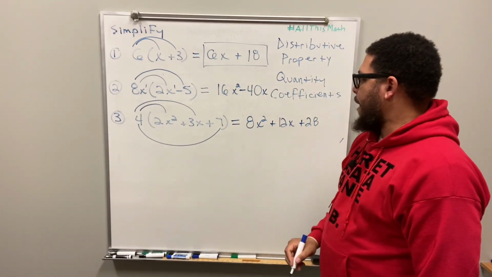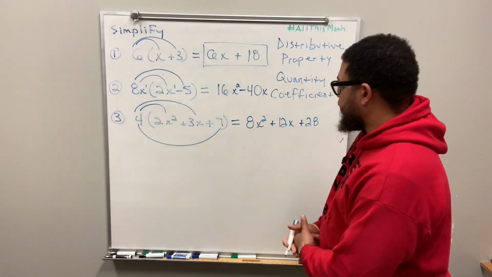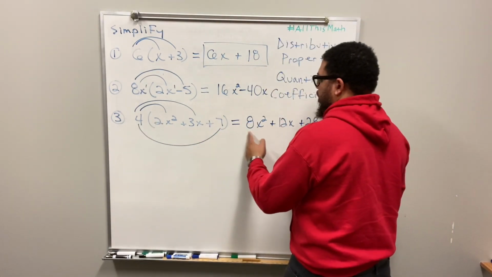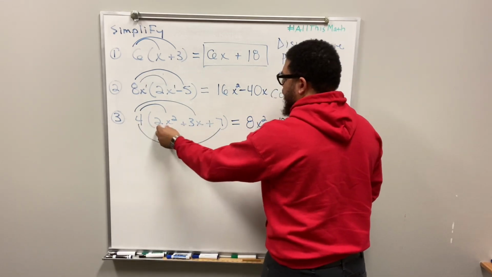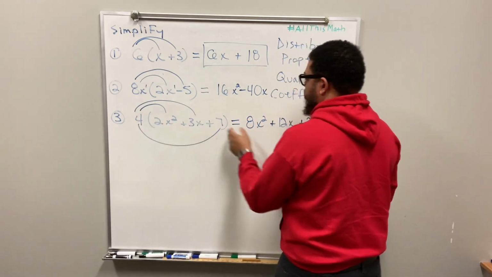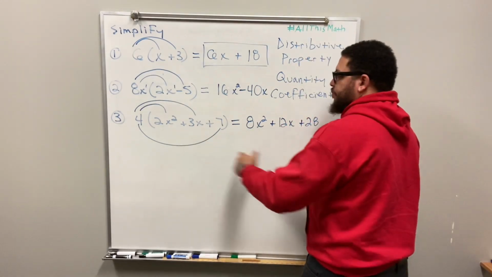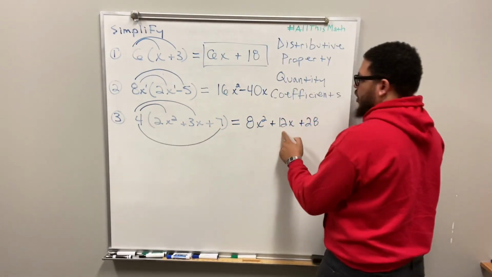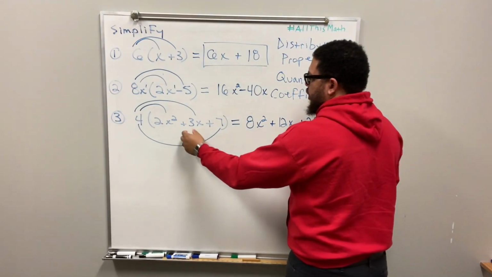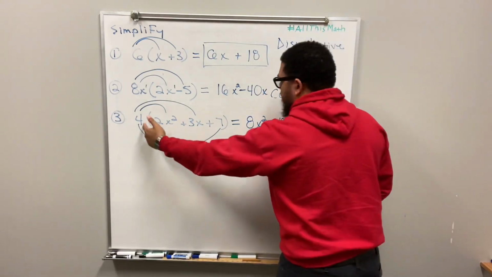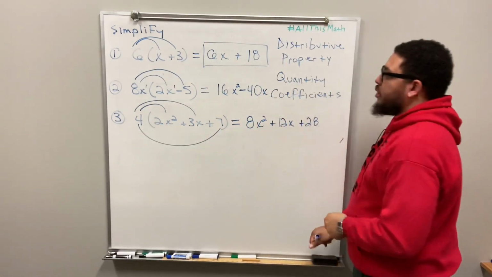And again, where did the 8x squared come from? 4 times 2 gave me 8. And then x squared was part of that term. X squared was part of the 2x squared. So that's going to be part of the product. Where did the 12x come from? 4 times 3 gave me 12. And then x was originally part of 3x. So that's going to be part of that product. Where did 28 come from? Simply 4 times 7. All right.